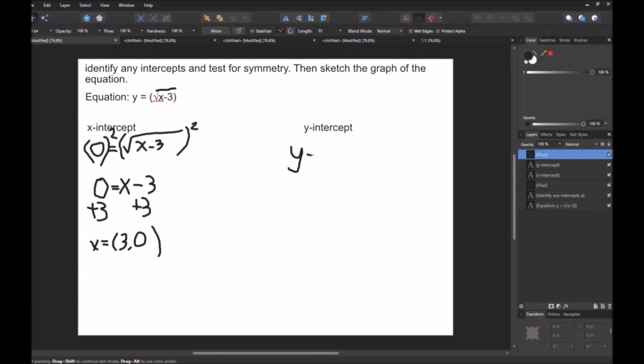For our y-intercept, we're going to plug in 0 for x and solve for y. So we're going to do y equals the square root of 0 minus 3. Well, 0 minus 3 is just negative 3, so we're going to do the square root of negative 3. And we run into a problem. You can't take the square root of a negative number, because when you take the square root of something, you're essentially asking what number times itself gives you the number under this radical here. And there's no number that you can multiply by itself to get a negative number, if that makes any sense.